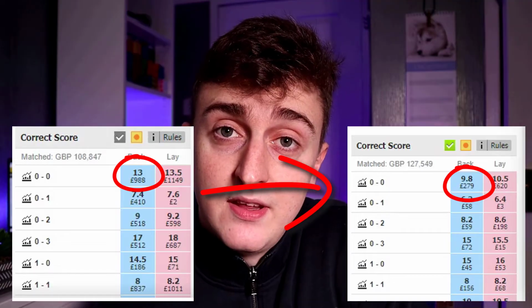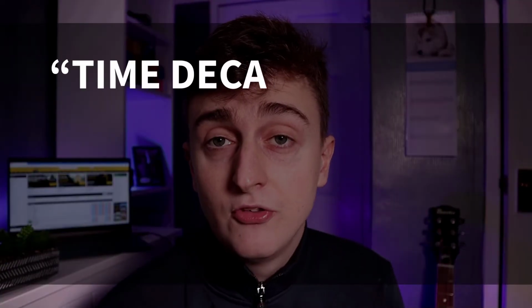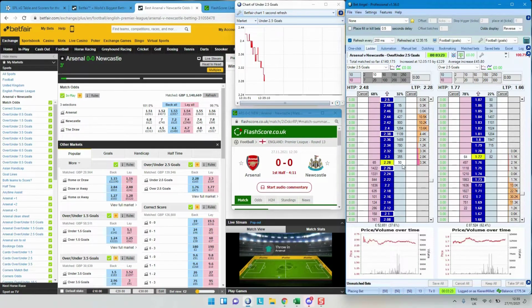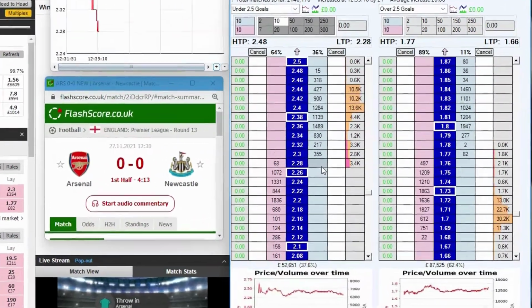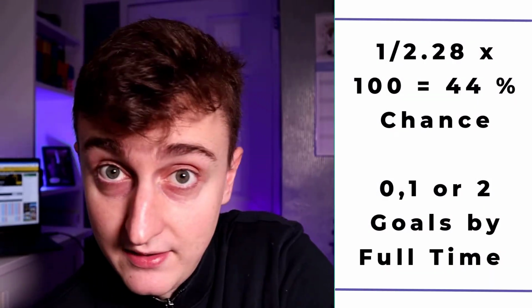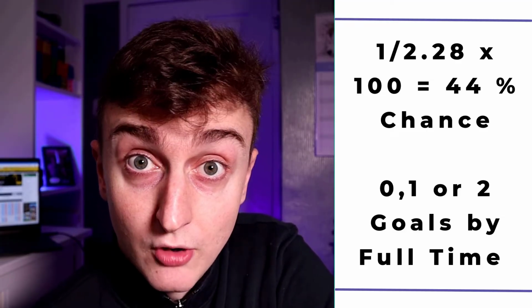This higher probability is represented by a decrease in the odds on Betfair. The concept of the odds shortening due to time is referred to as time decay. Time decay opens up the opportunity for you to simply profit through the passage of time with the under 2.5 goal strategy. To explain this strategy with an example, if you back under 2.5 goals, like I do in this game at odds of 2.28, there is a 44% chance of there being under 2.5 goals by the end of the game, so either 0, 1 or 2 goals.